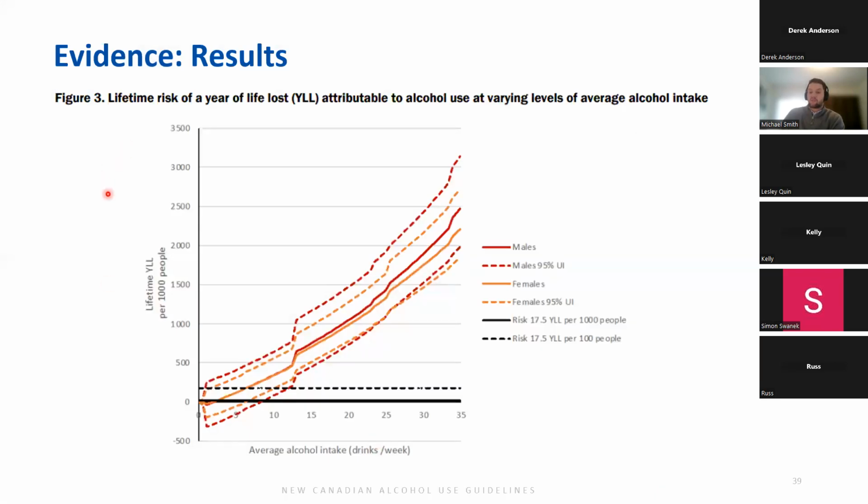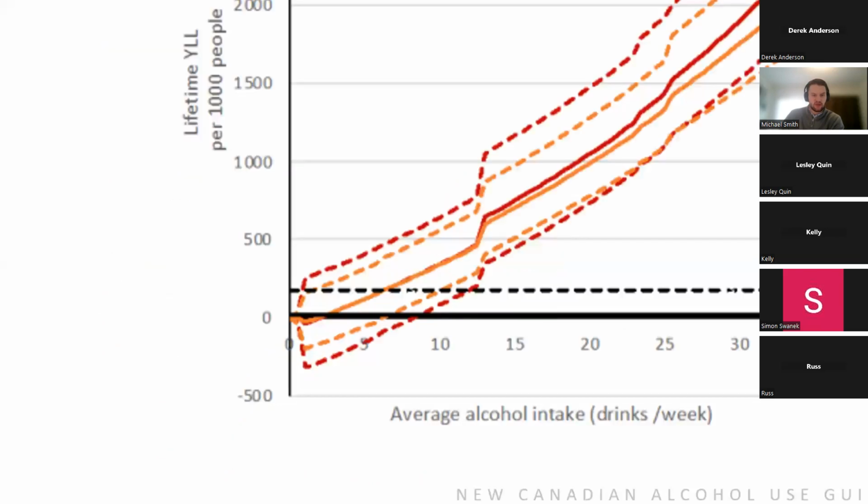And so here are the results. This is the graph that the CCSA took all that information from and plotted on a big chart. This is where they get their information from. As you can see here on the y-axis, we have the years of life lost, and it's increasing with average alcohol intake in drinks per week. I'm going to try to zoom in here as well. You might not be able to see my cursor, but I want to describe it to you.